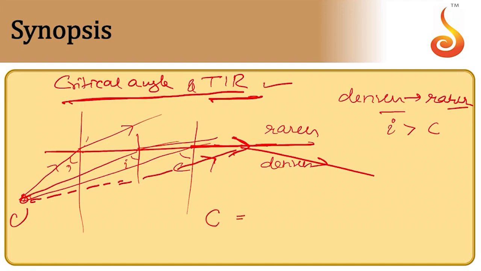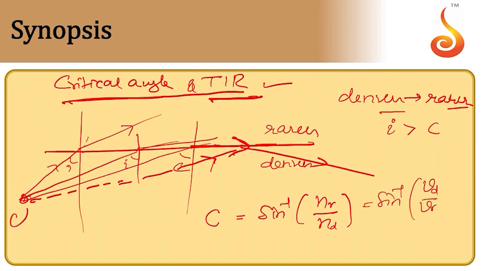This critical angle C is given by sine inverse refractive index of the rarer medium divided by that of the denser medium. This can also be written like this: sine inverse speed of the denser medium divided by speed of the rarer medium. Or this can also be written as sine inverse wavelength of the denser medium divided by wavelength of the rarer medium. Any of these representations is perfectly fine as far as critical angle is concerned.